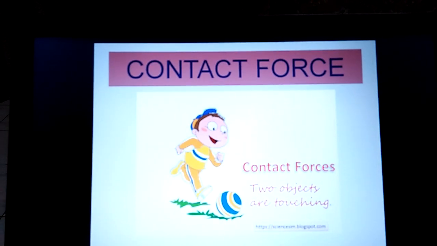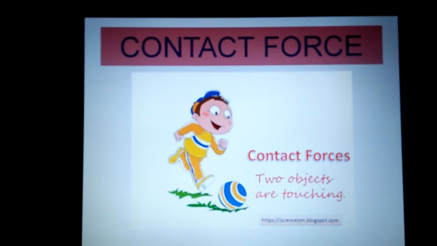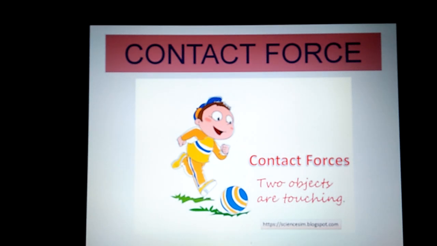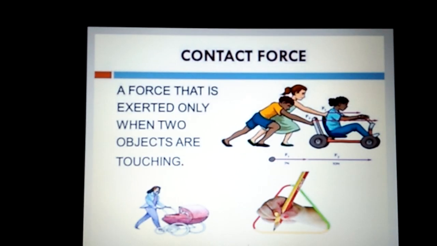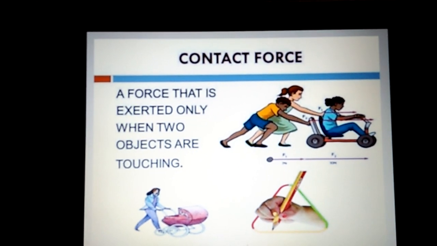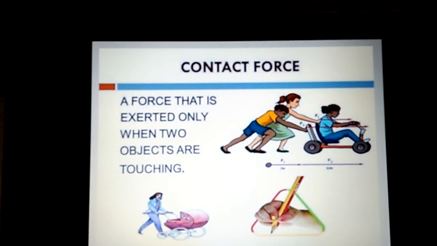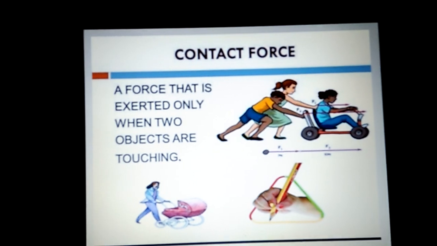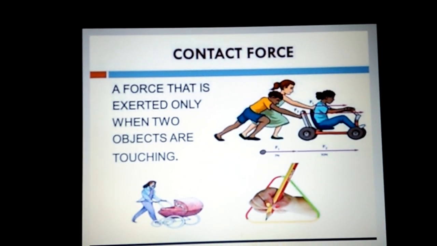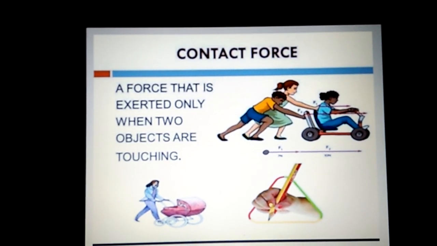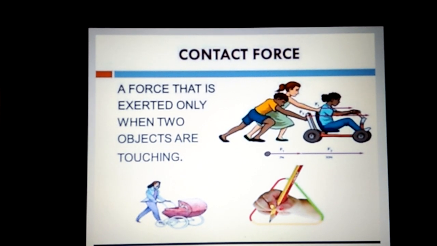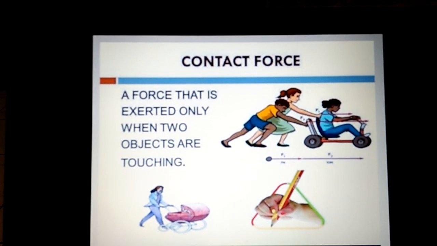So first of all, what is a contact force? A contact force is only possible when the two objects are touching each other. It is a type of force that is exerted only when the two objects touch each other. For example, you use a pen to write, you are touching the pen. You are driving a bicycle, you are pushing a handcart, you are pushing a pram of a child, whatever you are doing, you are in contact with the object.